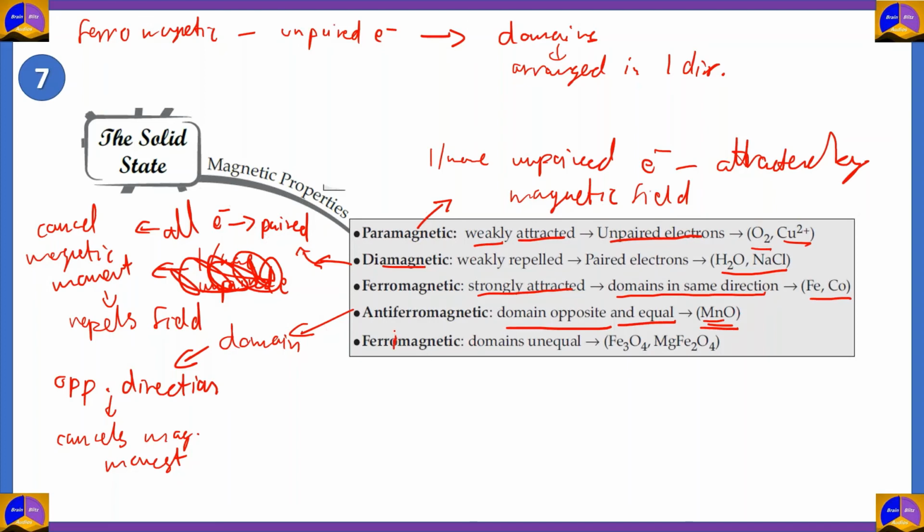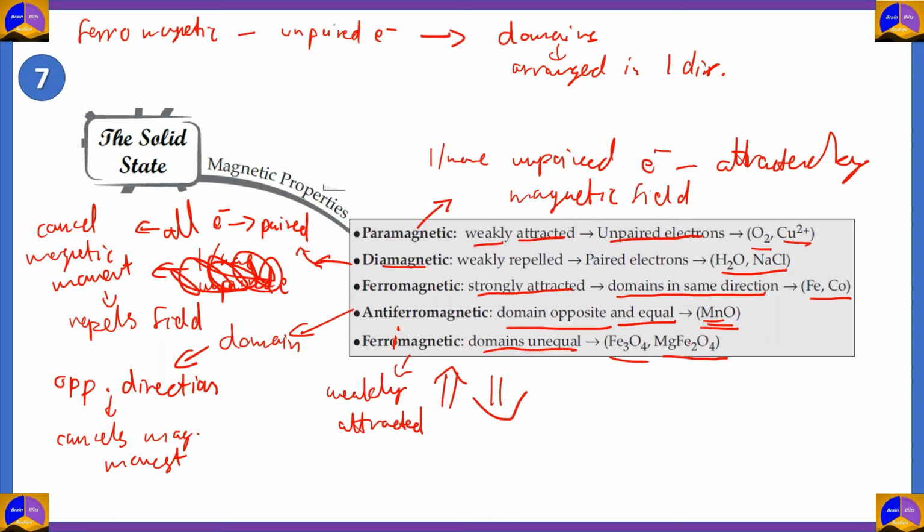The final type of magnetic property is ferrimagnetism. Ferrimagnetic substances have unequal domains. Some of the domains point towards the magnetic field, others point away from the magnetic field, and the number of domains which are for and against the magnetic field is unequal. Therefore, we have weakly attracted substances as ferrimagnetic. Examples include Fe3O4 and MgFe2O4.